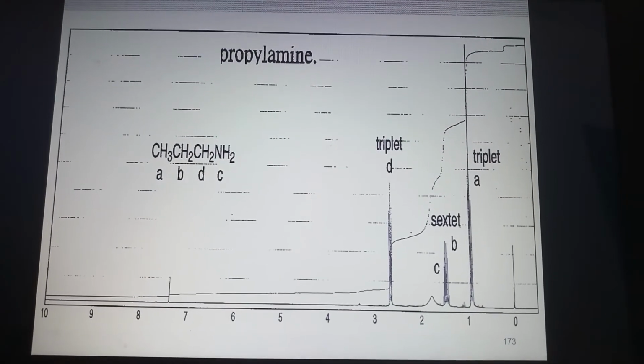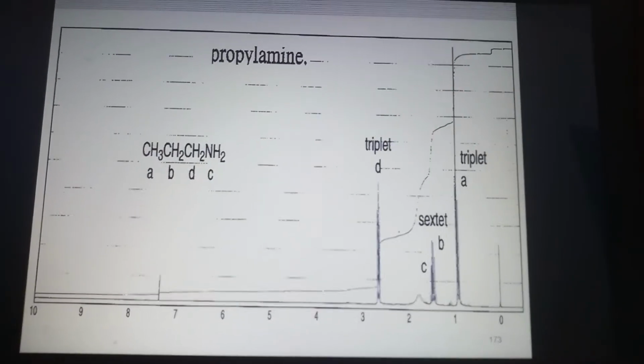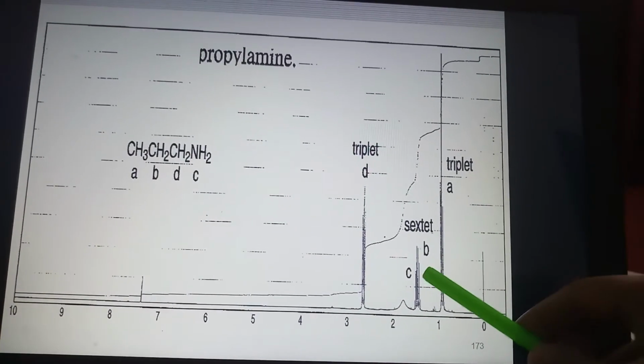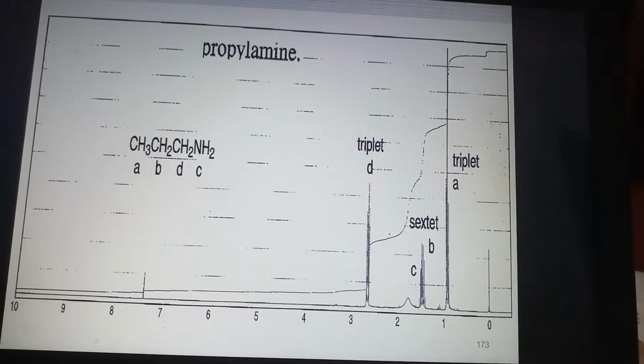4 types of proton environment are here. You can see it's a triplet, a sextet, and another triplet.